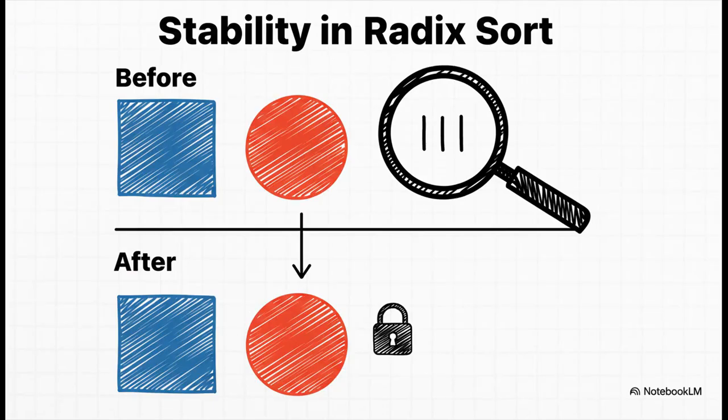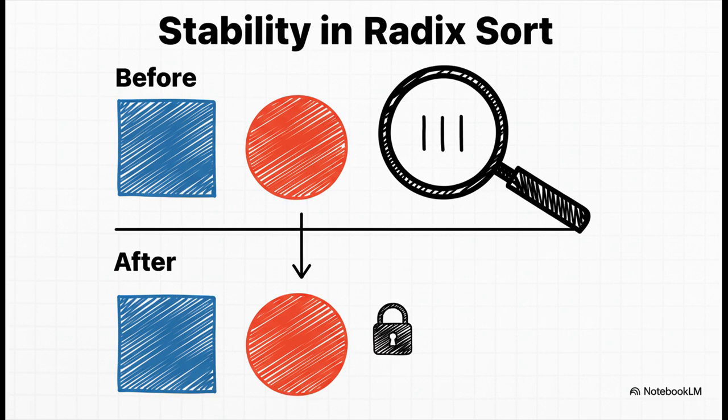Now, what's the secret ingredient that makes this magic work? It's one word: stability. The sorting algorithm you use for each digit pass has to be stable. What that means is, if two numbers have the same digit you're looking at, say they both end in a 7, their relative order from the previous pass is preserved.